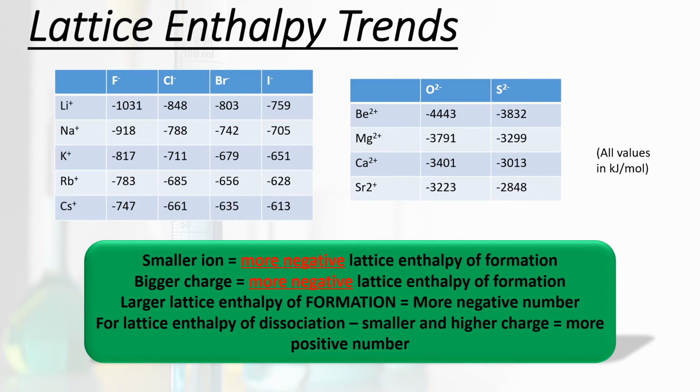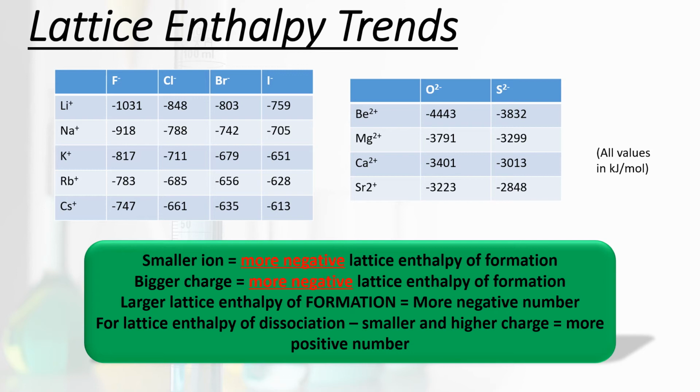So the better way to describe it is to describe it as either being more negative or less negative. And the smaller the ion, the more negative the lattice enthalpy is. And this is simply because if you've got smaller ions, they can actually physically get closer together and interact. This lattice enthalpy comes from the electrostatic attraction of these ions coming together. And if we think about electrostatic attraction, the smaller the distance between the ions is, the greater that attraction is, and therefore the greater the lattice enthalpy, and therefore the more negative the lattice enthalpy of formation is.